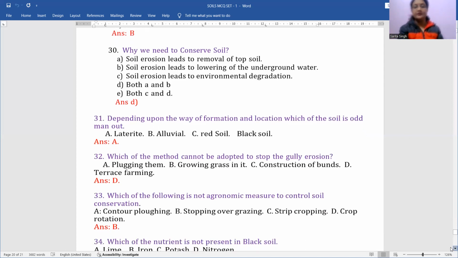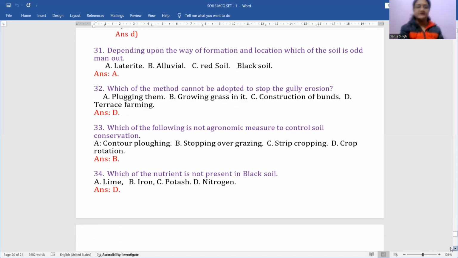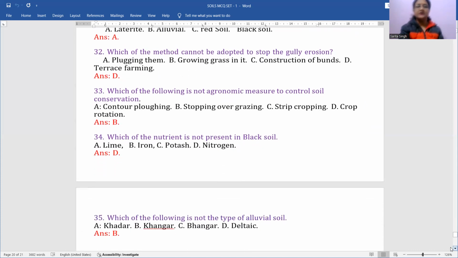Next, depending upon the way of formation and location, which of the soil is odd one out, right? इसमें सबसे सही होगा laterite soil. Okay. Then which of the method cannot be adopted to stop the gully erosion? गली इरोजन को रोकने के लिए कौन सा इसमें मेथड यूजफुल नहीं है?